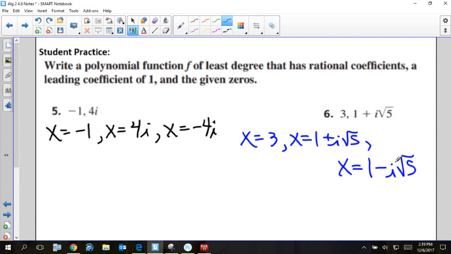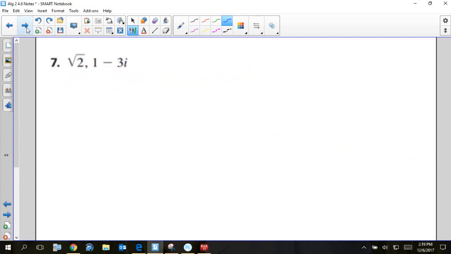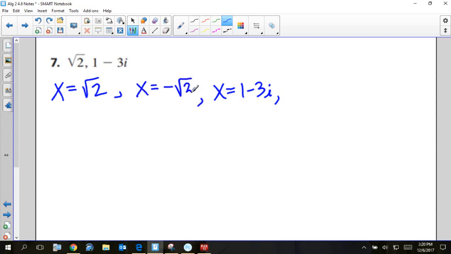And we have a number 7 to try also. The first one is going to be x equals square root 2. What's my next one going to be? Okay, I hear a few different answers coming out. Another one of mine is x equals 1 minus 3i. That's another one. But I'm missing one. Why? Because it's a radical, so I need its conjugate. I also need x equals negative radical 2. And what about this one? Do I need a conjugate? So I need x equals 1 plus 3i.